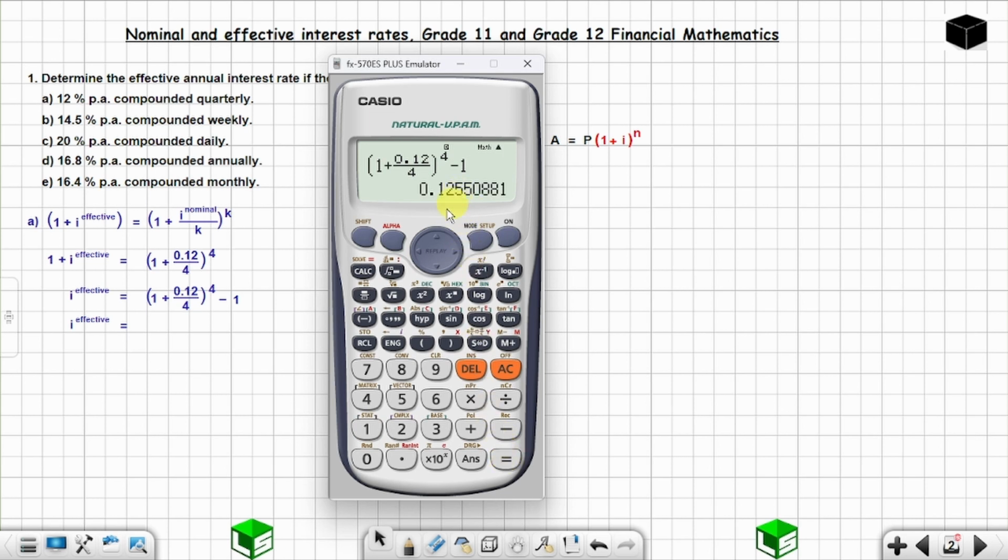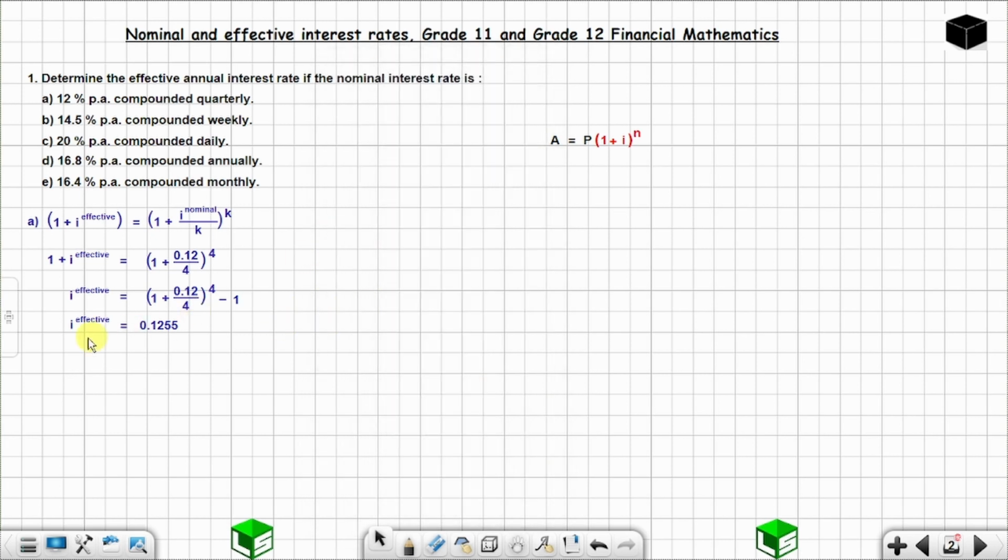Okay, this is what you have. So you have 0.1255. Multiply by 100 so that you have your answer in percentage. So the effective annual interest rate is equal to 12.55%. Okay, when you multiply by 100, you have this in percentage.